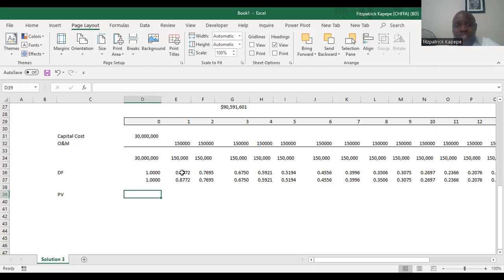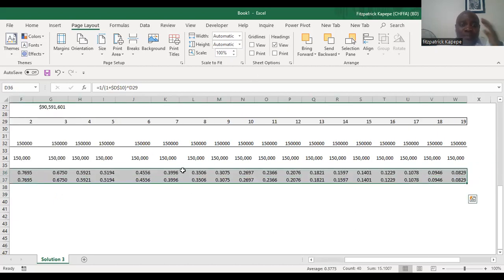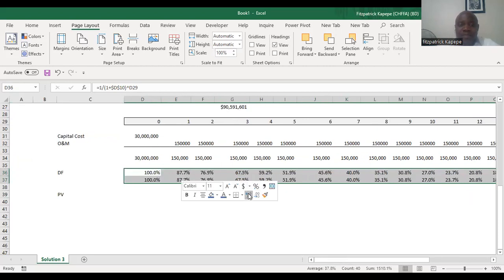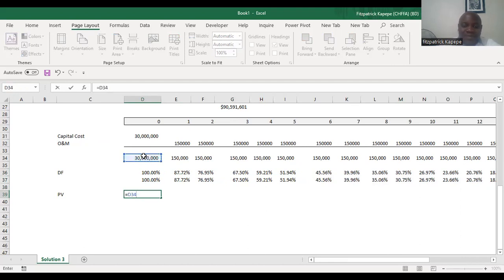You can even convert these to percentages if you want to. I've seen your lecturer would put them as percentages. It doesn't matter. We'll do it like this. So then from here, you have the present value, which is that, times this number here.